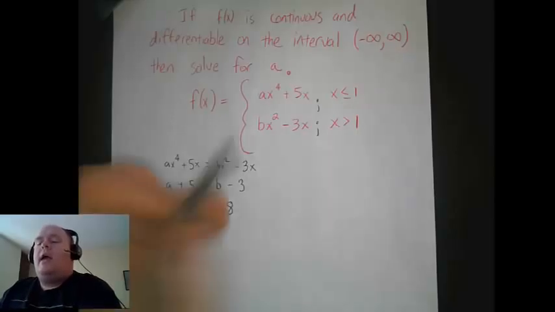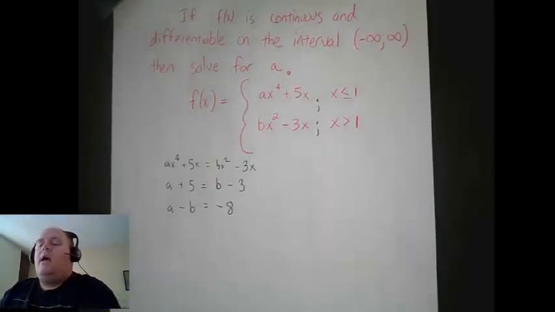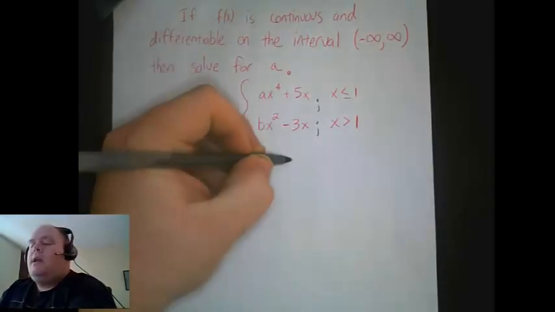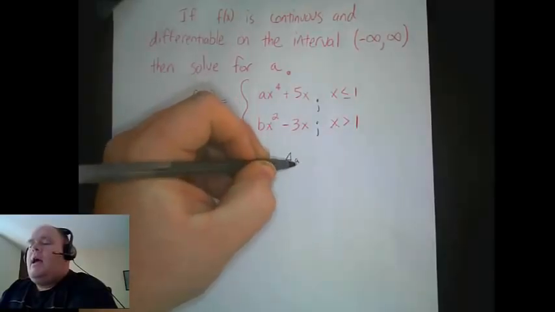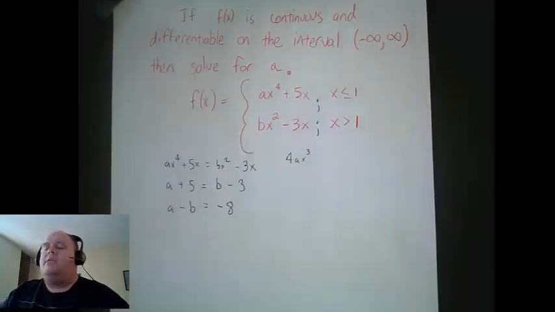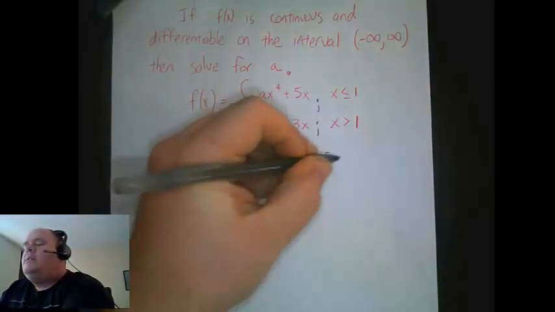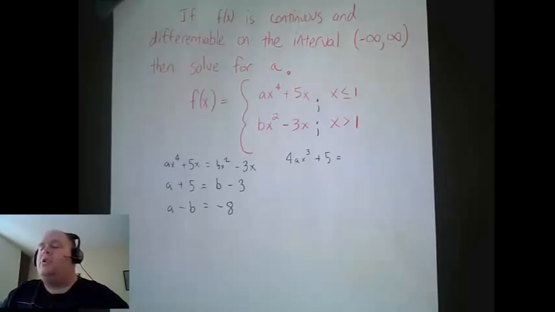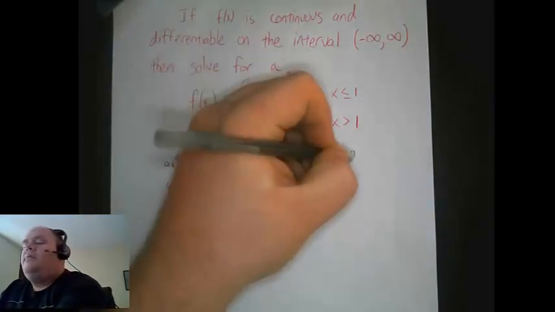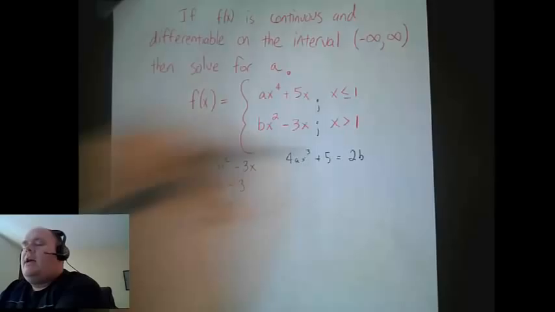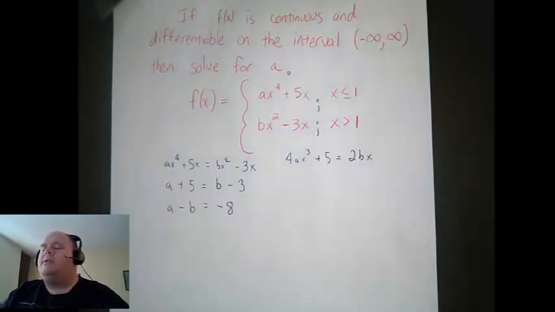So ax to the fourth, if I take the derivative of that, the 4 is going to come out front, and I get 4a x to the third. Plus 5x, the derivative of 5x, very simply 5. And we're going to set that equal to the bottom part of the piecewise function. If I do that, I get 2 comes out front times b, and then x squared decreases a degree, becoming just x.